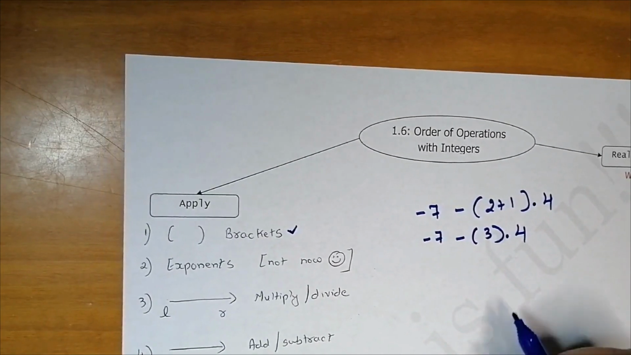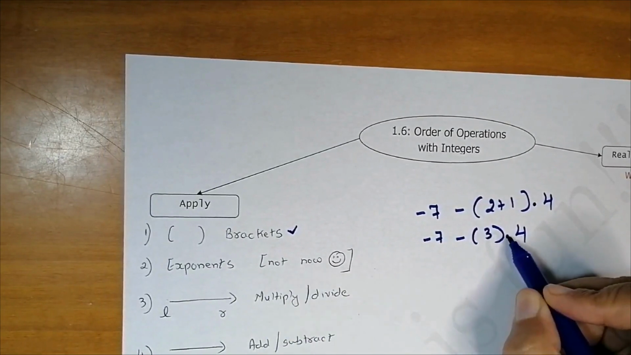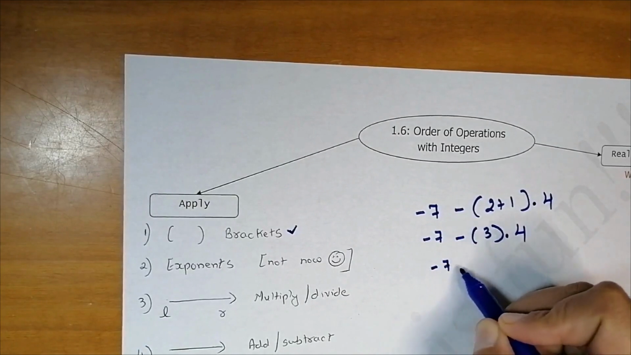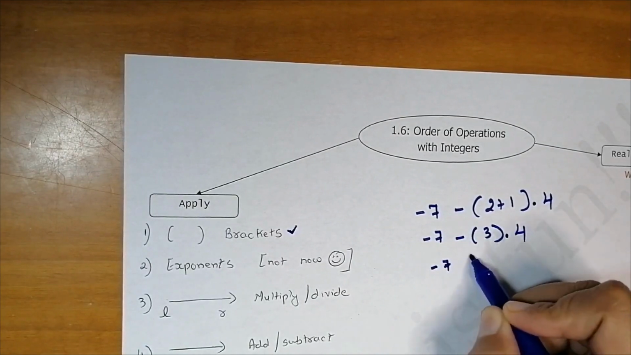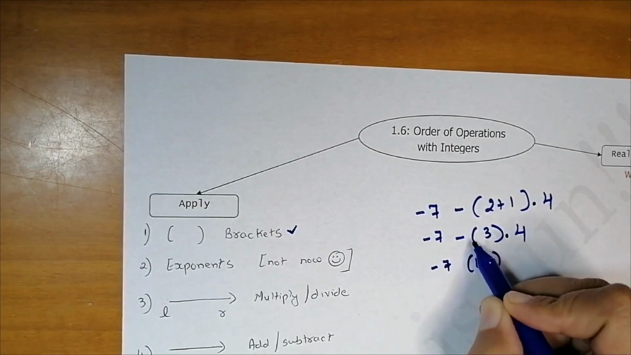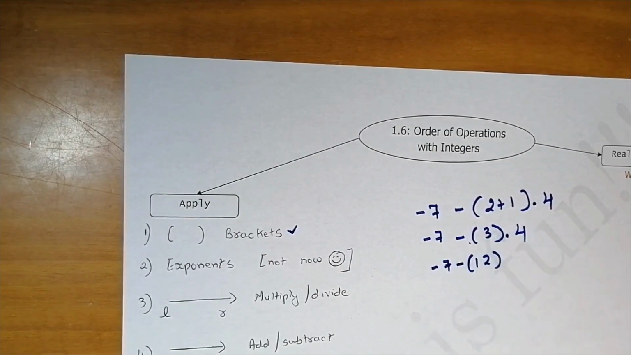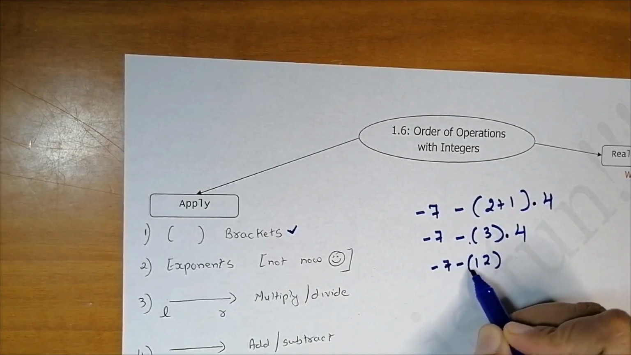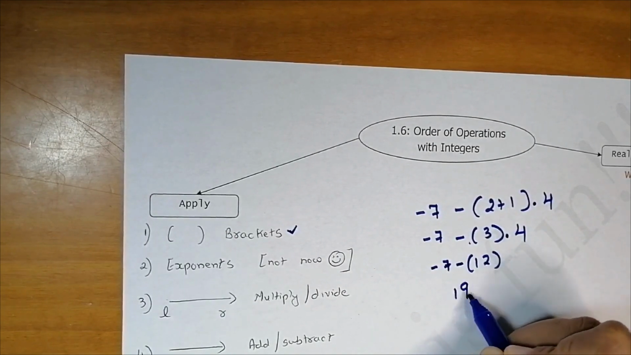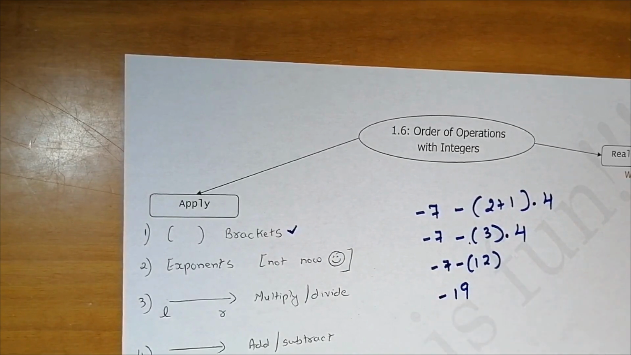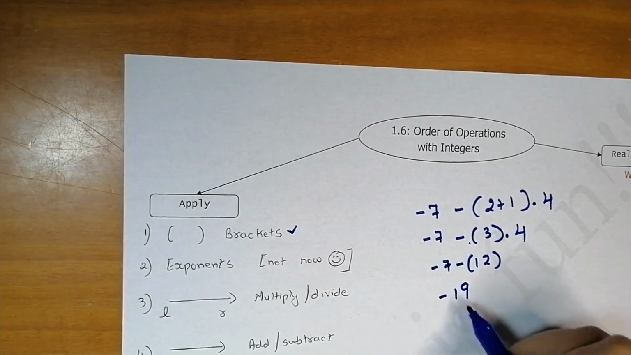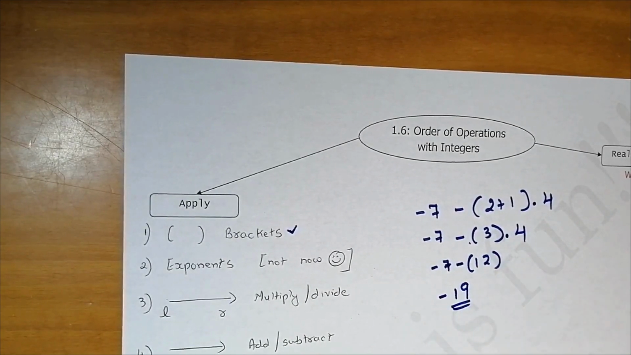Now next is multiplication, right? So we write -7, and 3 times 4 is 12. And this is plus and this is minus, right? So this will be minus. So 7 and 12, same signs, right? So you add them and you put the respective sign. This all is from our previous chapters. So this is how you solve it.